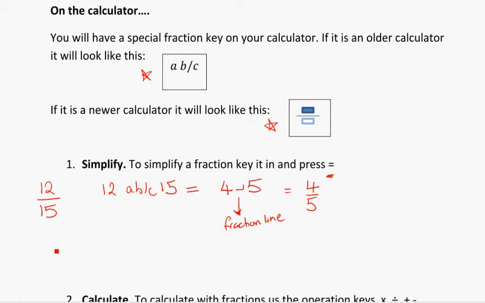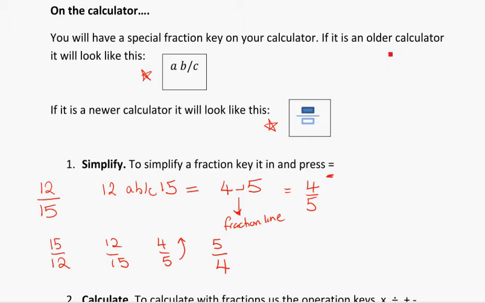Now if you have to simplify a top-heavy fraction, let's say 15/12, the calculator will just change it to a mixed number. So the best way there is to flip it, put it in as 12/15, get 4/5, and then flip it back again. So it's 5/4.